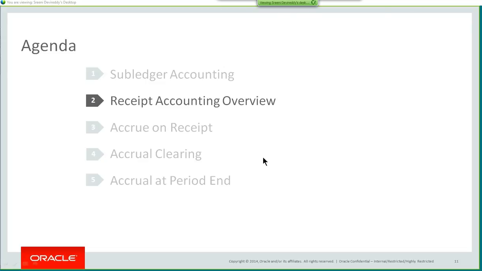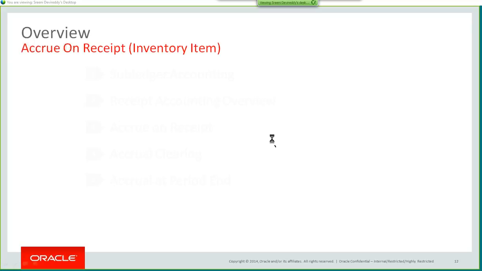So I see no questions. I'm moving forward. So let's get into the receipt accounting and let's talk about overview first, and then we'll get into more details. So I'm sure all of you know, when you receive the goods, you accrue them. You do an accrual accounting, right? So you book an accrual.